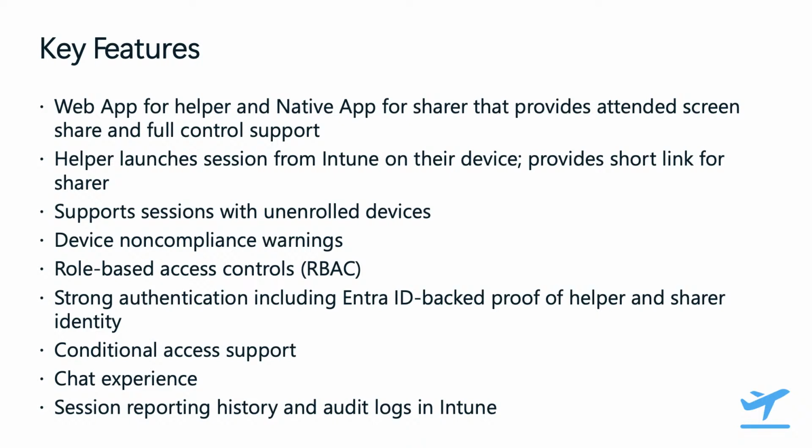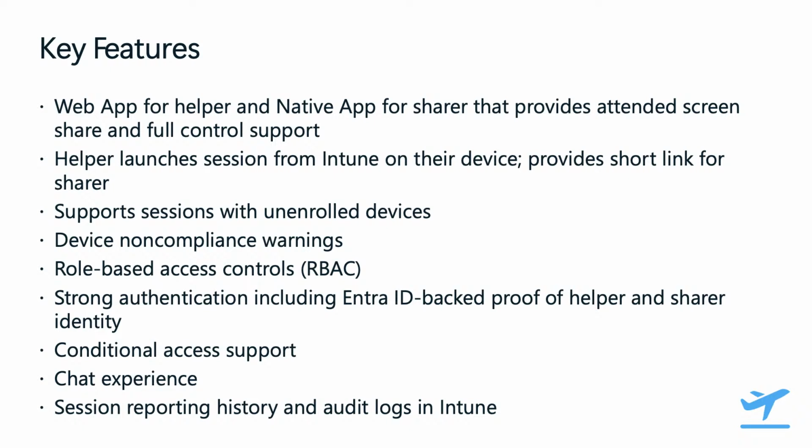Like for the other platforms, with macOS devices, we have the device non-compliance warnings, which can help the helper to determine whether or not to establish a remote session with that specific device for security reasons. Role-based access controls, RBAC, are also a key feature with macOS devices. We can also establish which type of permissions the helpers are going to have over those devices, if they can only perform a view session or if they can take full control.